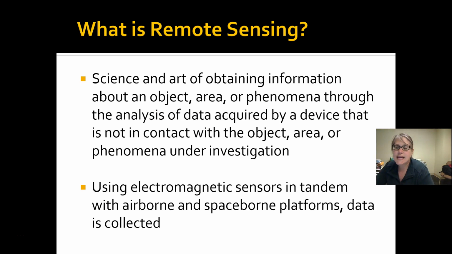Before I get into the details of what we're going to be doing, just to give you an overview of what remote sensing is, it's essentially obtaining information about an object, area, or phenomena without being in direct contact with that object, area, or phenomena. So you're not physically in touch with it. So you can think of this as airborne and spaceborne platforms that are using electromagnetic sensors to collect data.